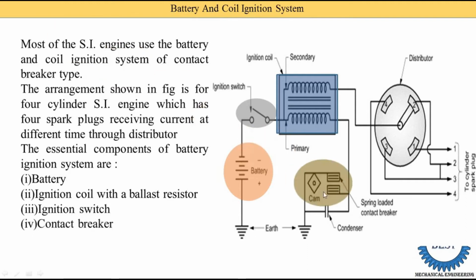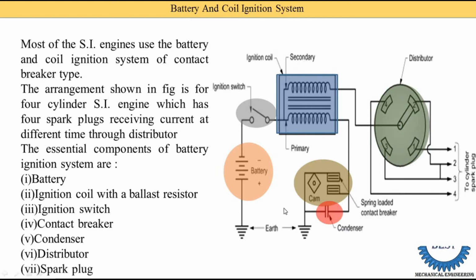Next is the contact breaker. Here you see the contact breaker. Next is the condenser. Here it is the condenser. And the distributor. Here it is the distributor. Next we understand every component in detail and how the battery and coil ignition system works.